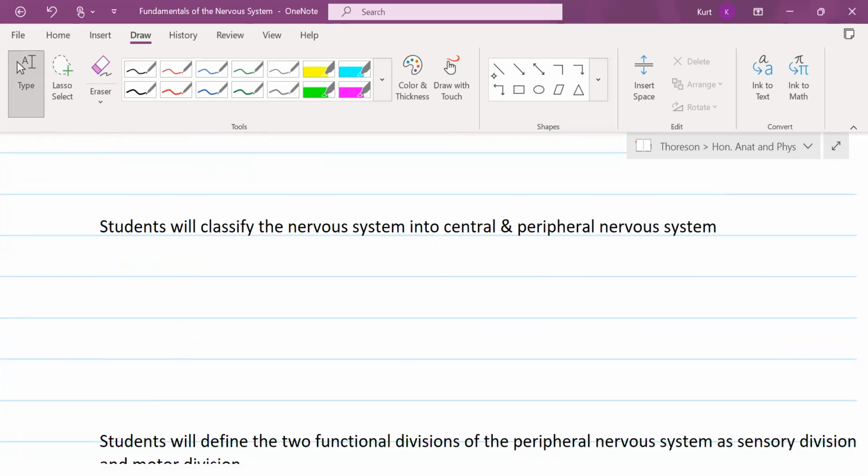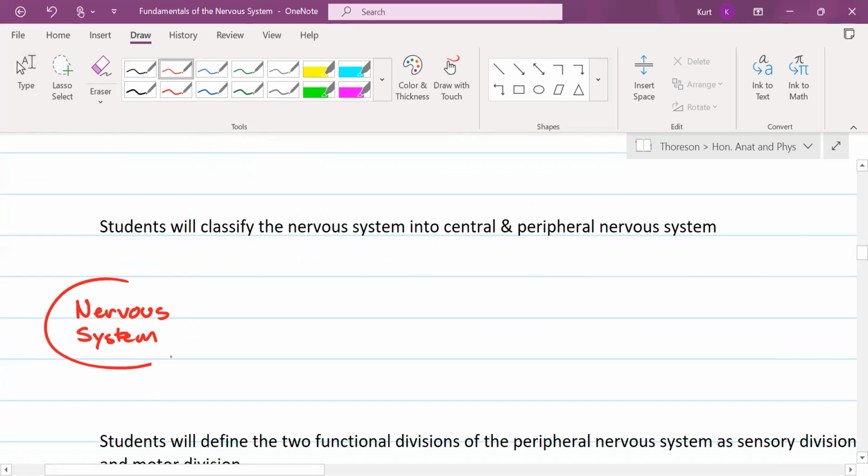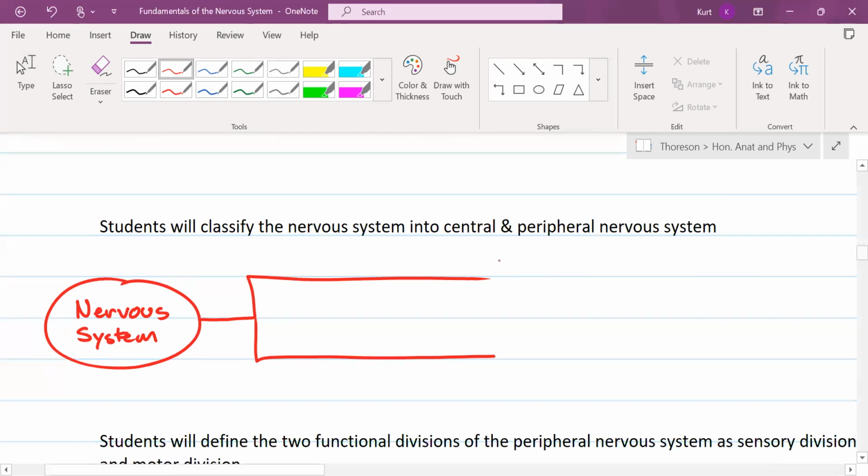Students will classify the nervous system into central and peripheral nervous system. Easy. We have your nervous system, which is one of your 11 systems, and it has 2 main branches. The central and the peripheral. All right, you psych students, what 2 main structures compose the central nervous system? Brain and spinal cord.